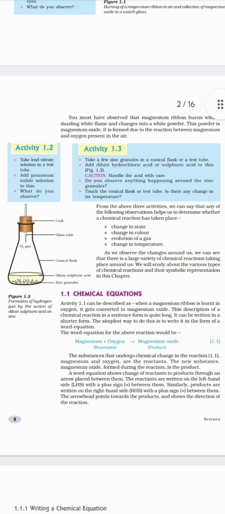The word equation shows the reactants going to the product through an arrow placed between them, which denotes that the reaction is taking place. After the arrow, the product is written. That is, after the reaction, the thing obtained is the product. That denotes that the reactants have been used up and the product is formed.